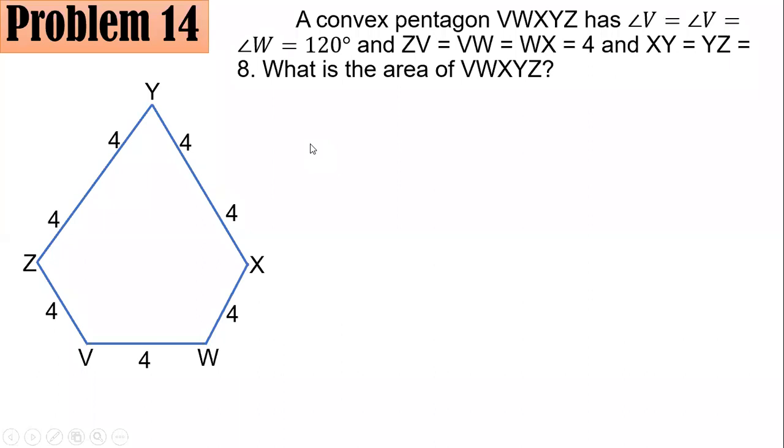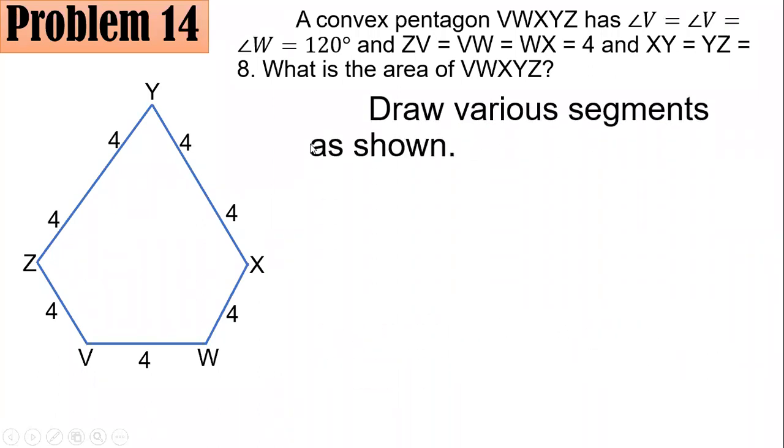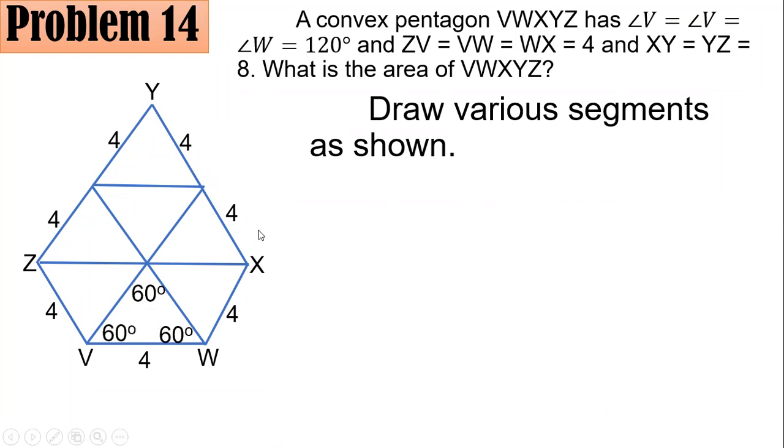What I did was, in fact, I drew some segments as shown. I connected ZX this way. These are all 4. And this is 8, but I drew a line that divides this into 2, that's why you have 4, 4. And in fact, if you notice, all of these are equilateral triangles. You could actually verify this is 60, 60.